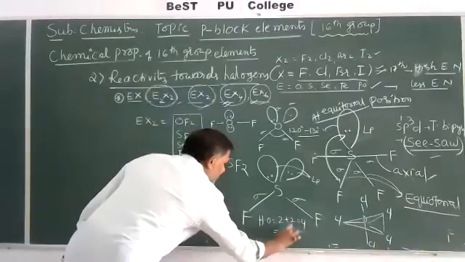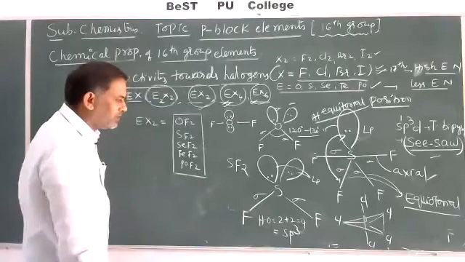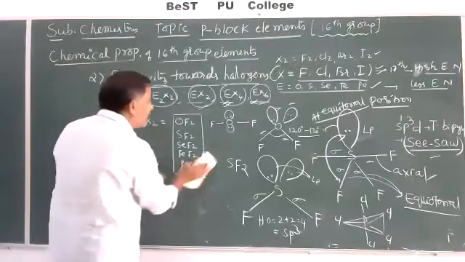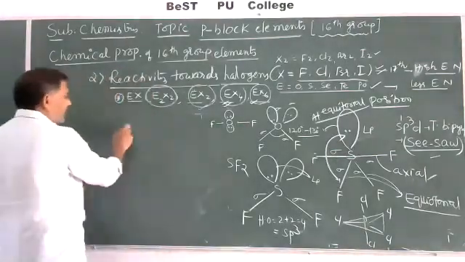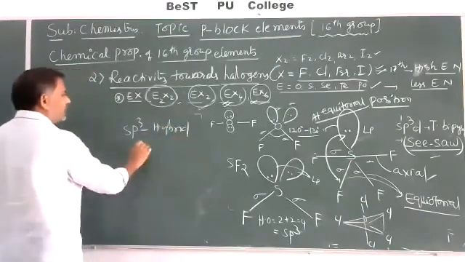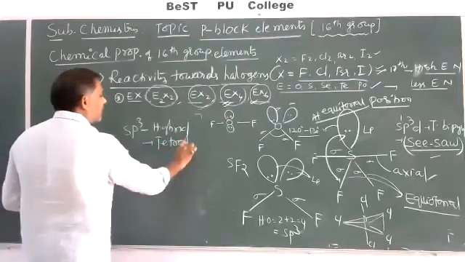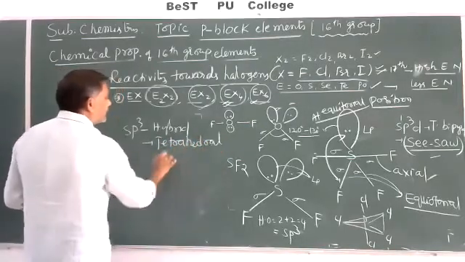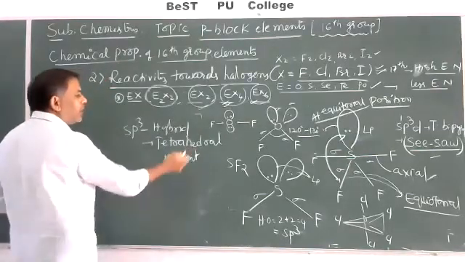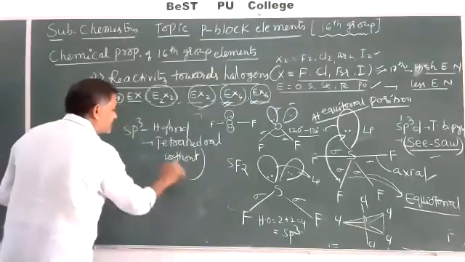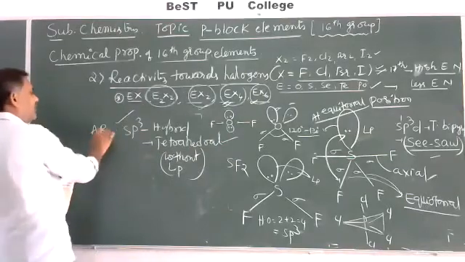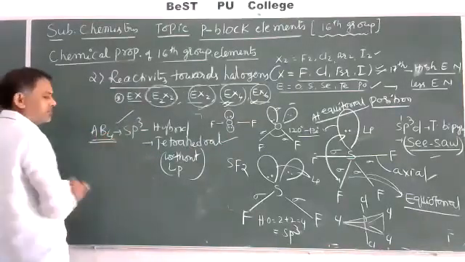So hybridization is sp3. If it is sp3 hybridization, then geometry is tetrahedral, but not always. Why? Originally, sp3 hybridization gives a tetrahedral geometry only if the central atom does not have any lone pair, without any lone pair electrons. That is the AB4 model in chemical bonding explained to you.